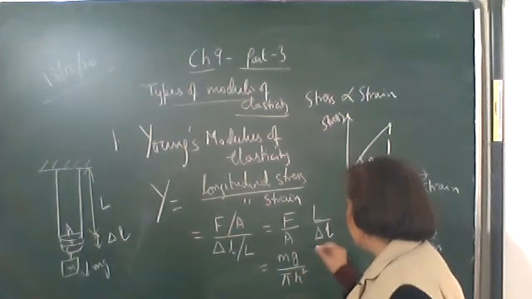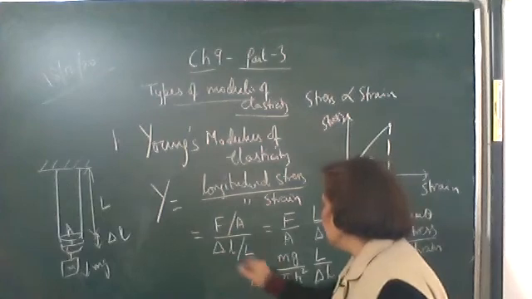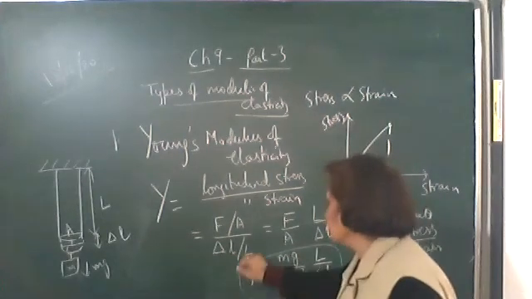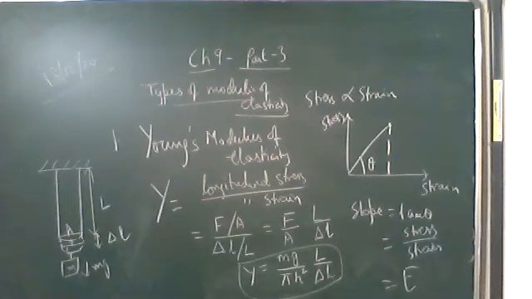Pi r square, L upon delta L is the expression for Young's modulus of elasticity. So Y is given by mg upon pi r square into the original length upon increase in length. Okay, note it down. Y is longitudinal stress upon longitudinal strain.